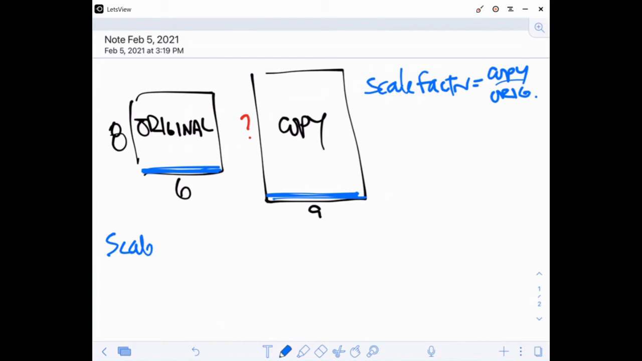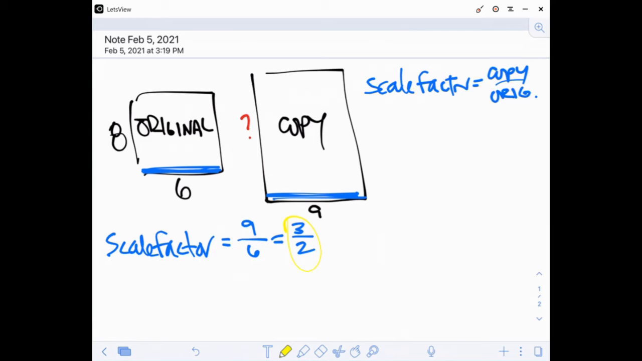The scale factor equals the copy, which is 9, over the original, which is 6. And we can reduce that fraction, factor out a 3, so it's 3 halves. So the scale factor is equivalent to 3 halves. That's the relationship between the original and the copy.